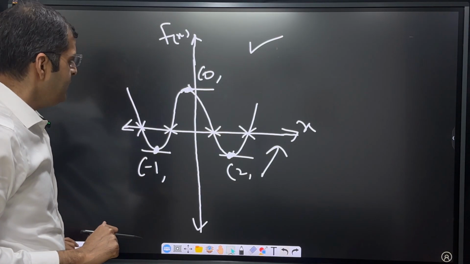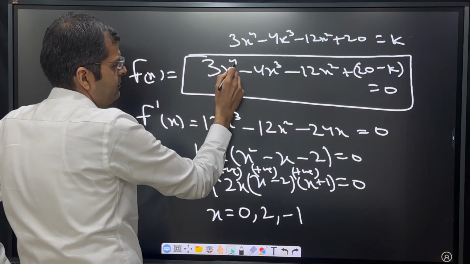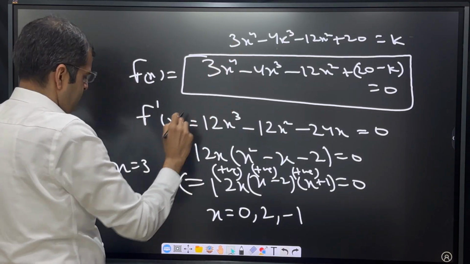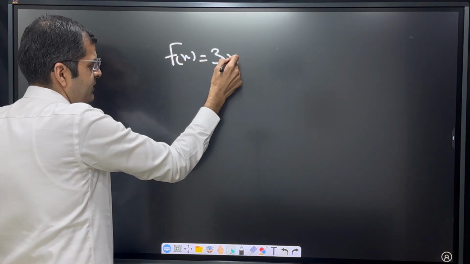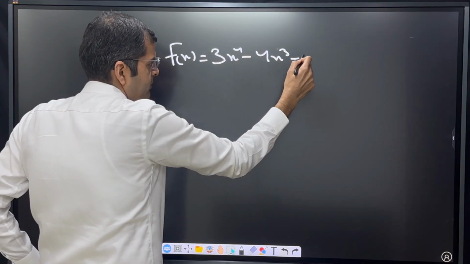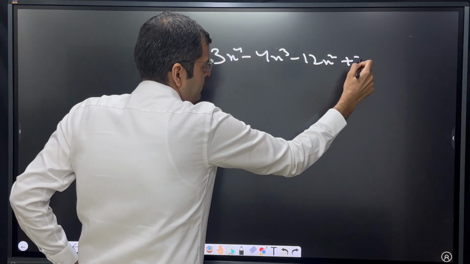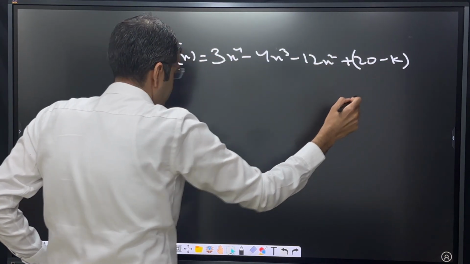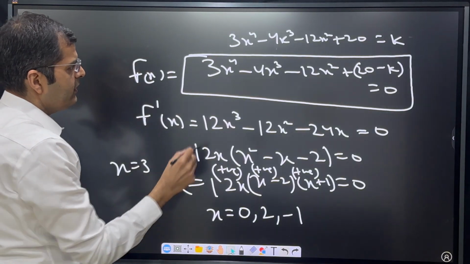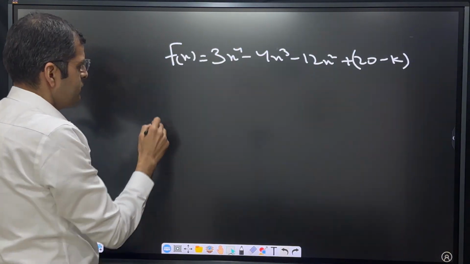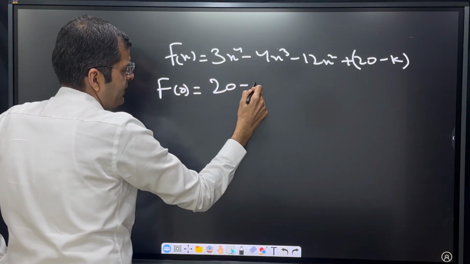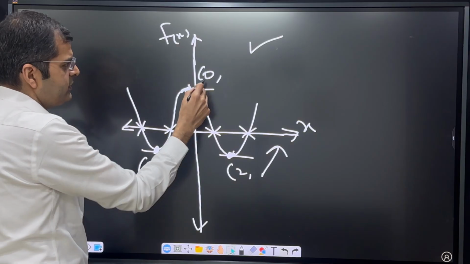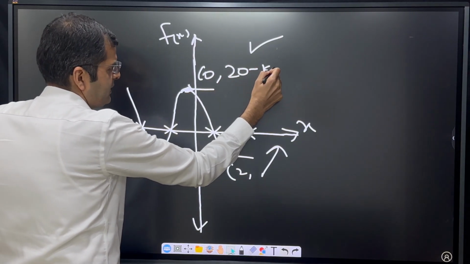So if I put x is equal to 0 in this f of x, let me write f of x again. F of x is 3 into x raised to 4 minus 4x cubed minus 12x square plus 20 minus k. So what is f of 0? F of 0, all these will be 0, it is 20 minus k. So I know this is the correct graph. So this is 20 minus k.